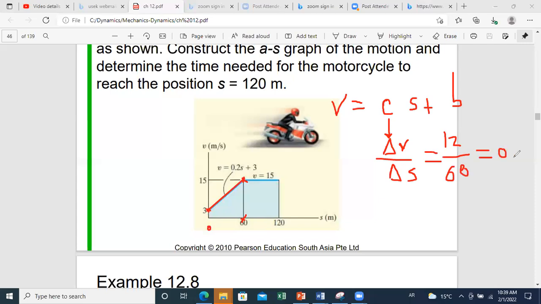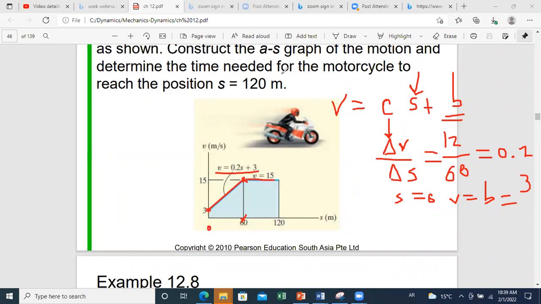And now to get my value of constant B, I have to replace the coordinates of point 1 or of point 2. If I take point 1, I can say that for S equals 0, V equals 3, and this is equal to B, because if you replace S by 0 here, you'll get V equal to B equal to 3. So from here, you can determine the variation of V with S in the first phase. Now in the second phase, V is constant, so it's just equal to 15.